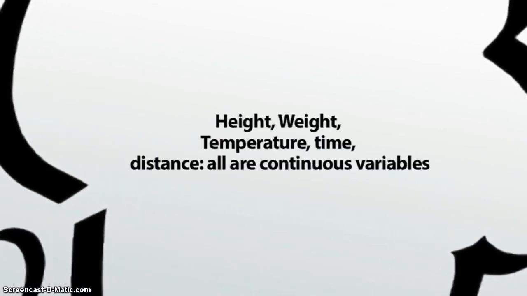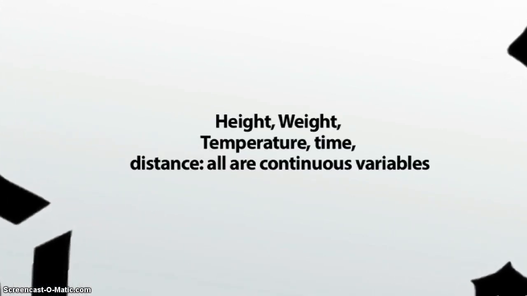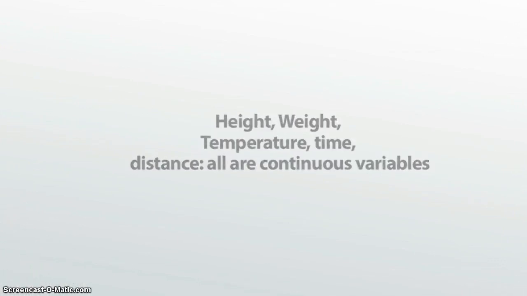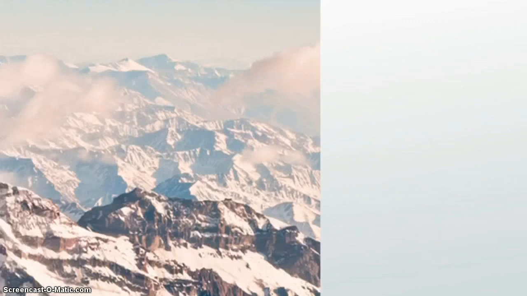So how do you know if you've got a continuous variable? In general, a continuous variable is one that is measured, not counted. Height, for example, is measured. Weight is measured. Temperature, time, distance, all are continuous variables. So open up to your measures or results section and look at some of the variables you have in your articles and see if you can find any continuous variables.